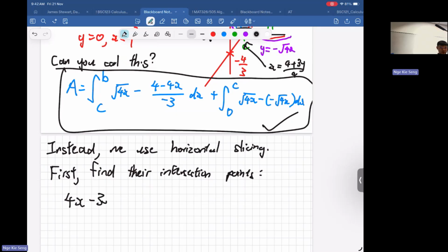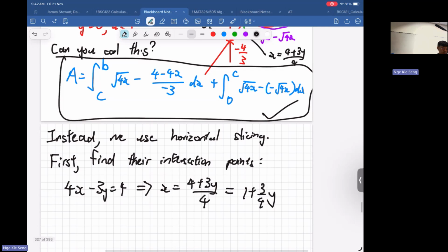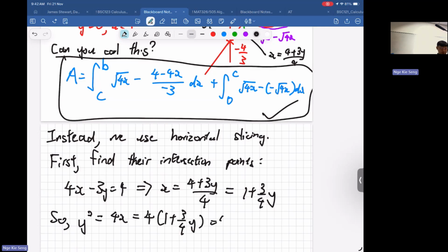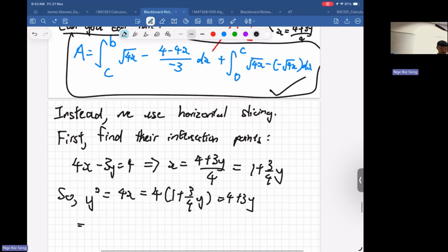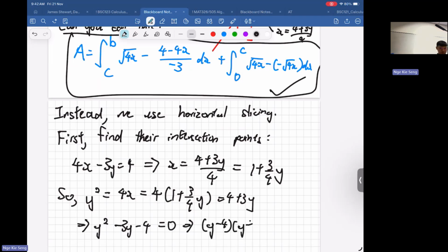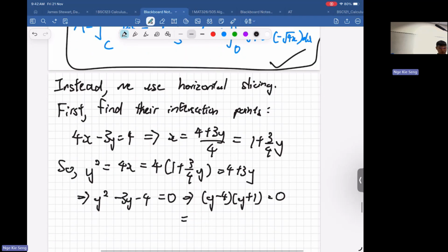For x minus 3y equals 4, let's get what x is first. And then we will put it back into our parabola. So y squared will be equal to 4x, which is equal to 4 times 1 plus 3 over 4 y, which is 4 plus 3y. Then you rearrange a bit, you get y squared minus 3y minus 4 equals 0, which gives (y minus 4)(y plus 1) equals 0. So y is negative 1 or y is 4.